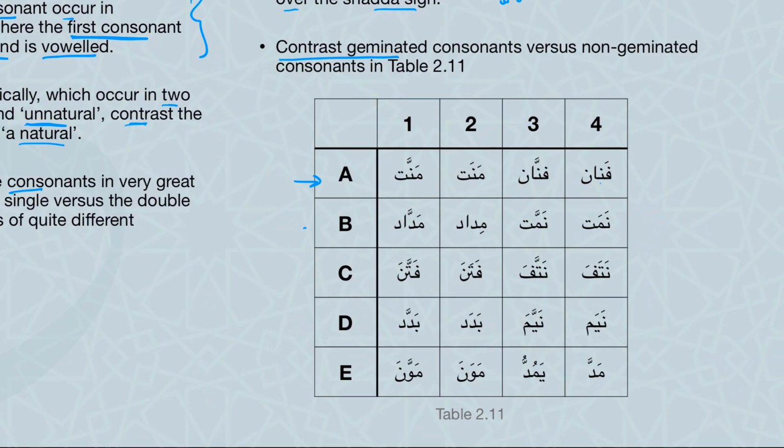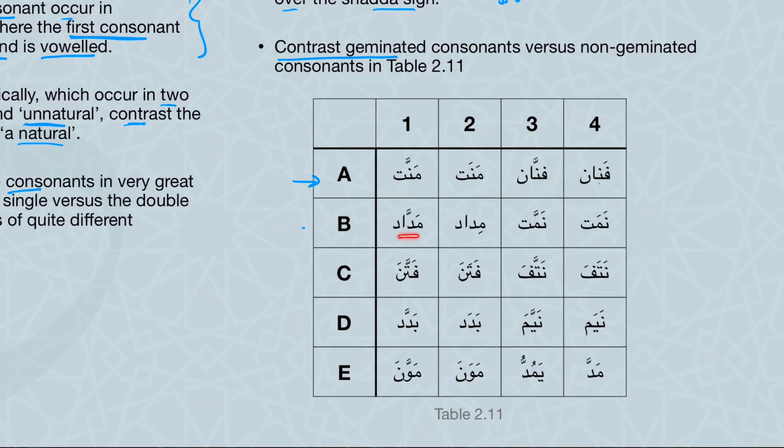Do you want to give row B a chance? Midad. Or, okay, this one. Nammat. Nammat, yes. And namat. Okay. Thank you very much, Maya.